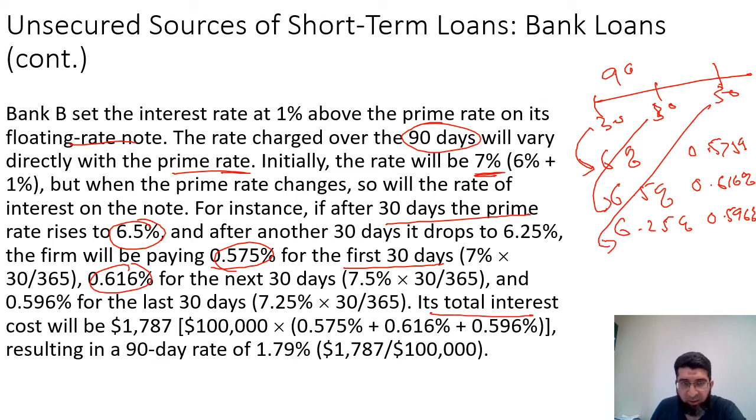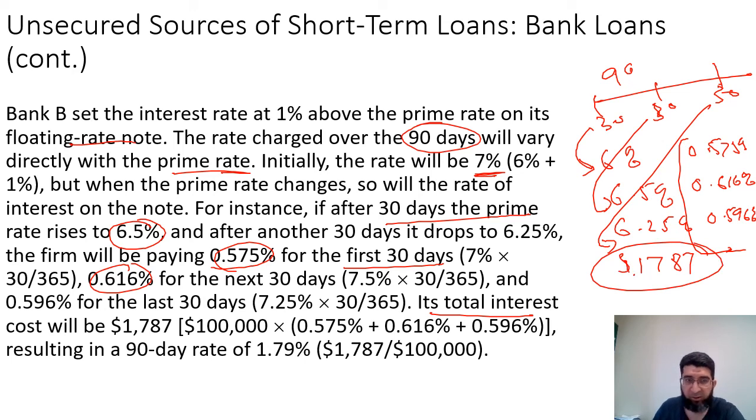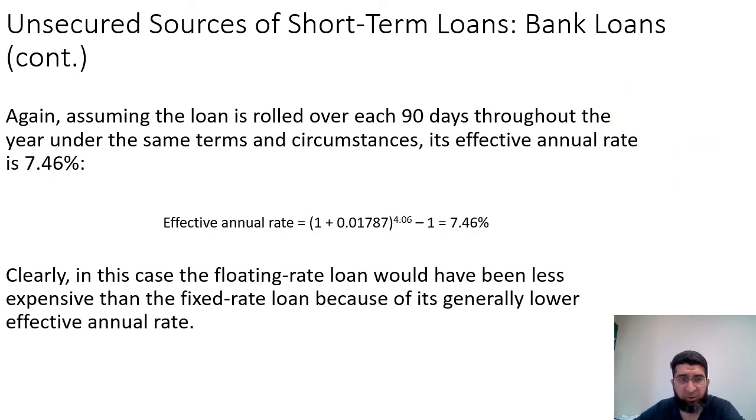So its total interest rate cost, if you add all these three together and apply it, becomes $1,787, and the implied interest rate comes out to be 1.79% by dividing 1,787 by the total amount that we borrowed. This is the difference between fixed and floating rate computations.